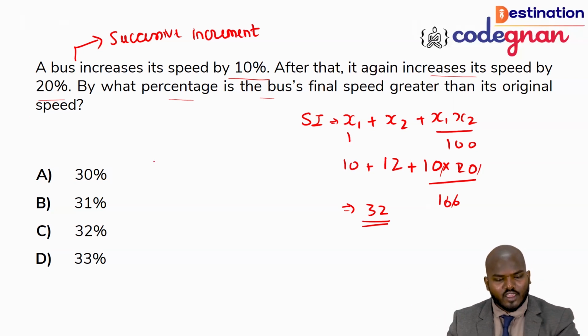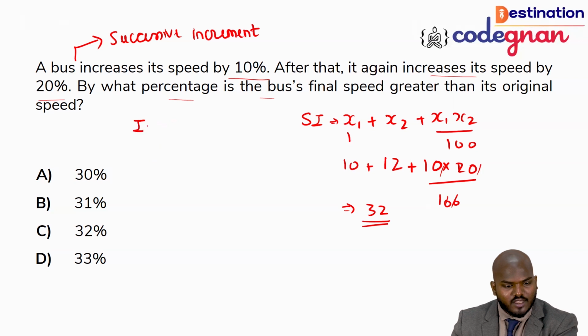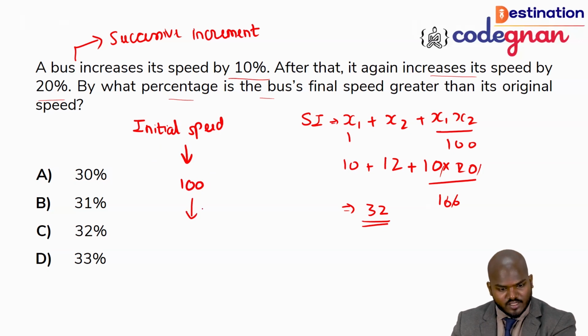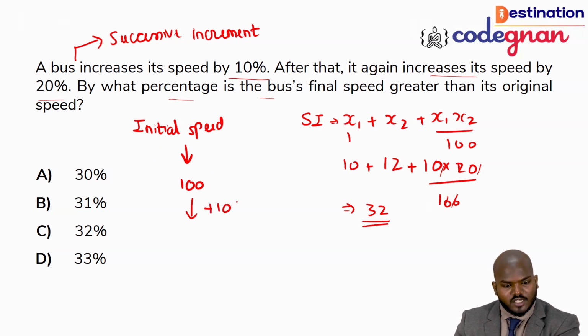Got it? Okay. So I can say that the initial speed, I don't know that. Initial speed, I can take as 100 here. First step, it is increased by 10 percentage. 10 percentage of 100 is 10 only. That is 100 plus 10, what do we get, guys? That is 110. We will have 110 here.